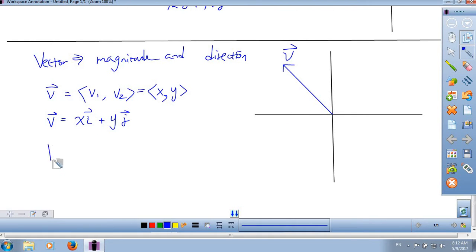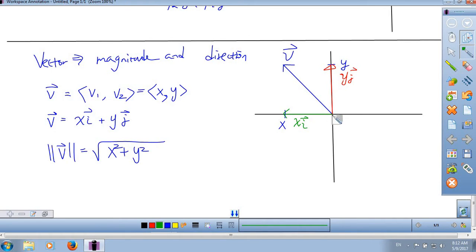So the magnitude, based on this definition, which we already know, is the square root of x squared plus y squared. I'm going to use x and y to call this v1, v2. So x here, this is y. And if I show you, this would be the yj vector, the red vector, and the green vector is the xi vector.